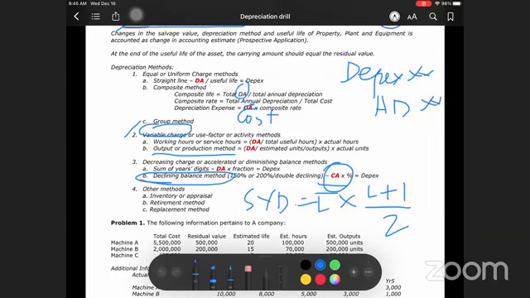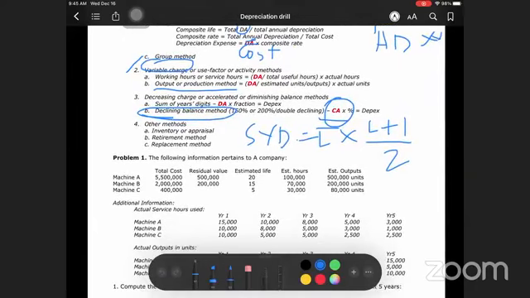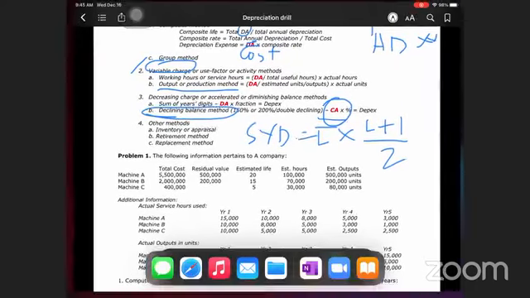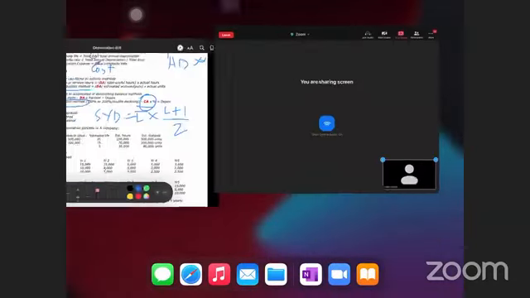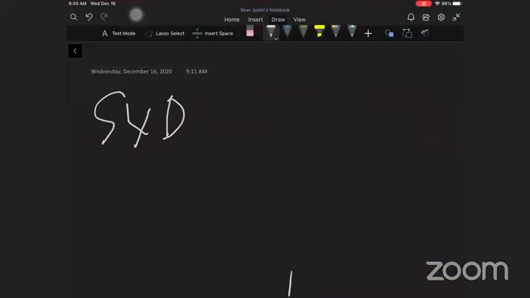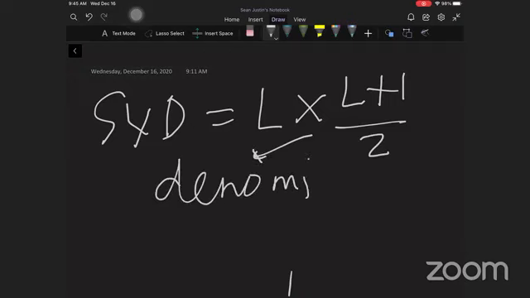Okay, so let's say this is the denominator. Let's write it down. Okay, SYD. The formula is life times life plus 1 divide 2. Okay, so this is your denominator. What you compute here, that is your denominator. Okay, if you forget, remember this computation is the denominator.